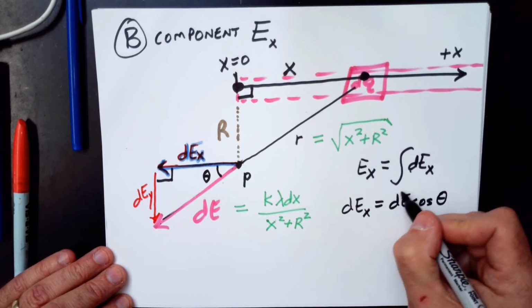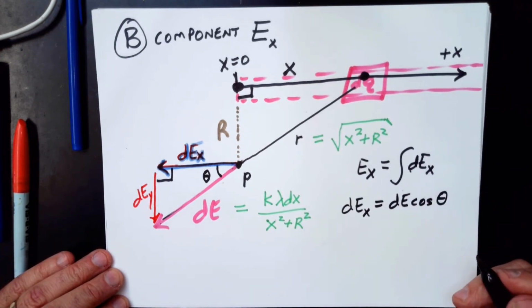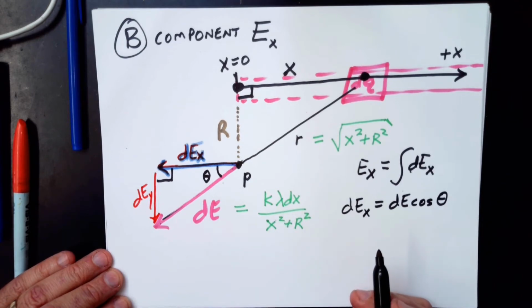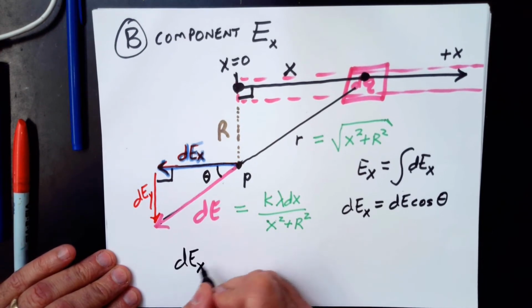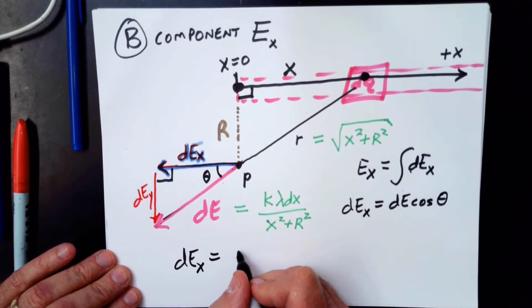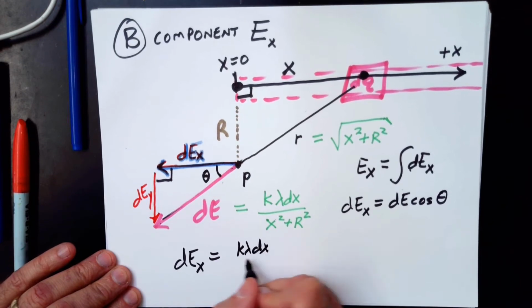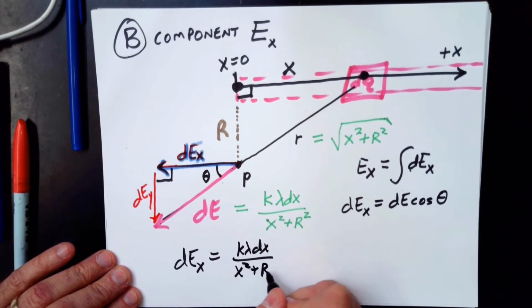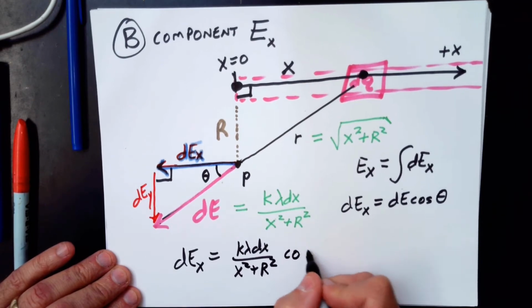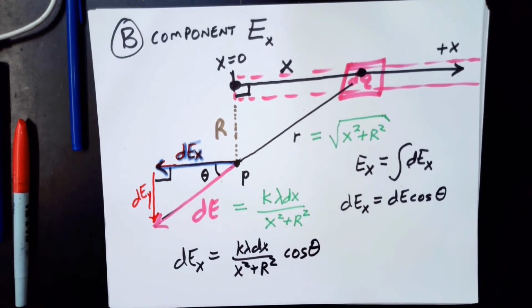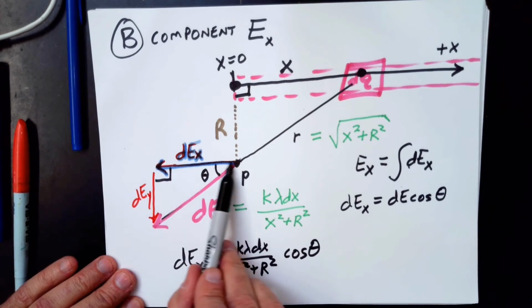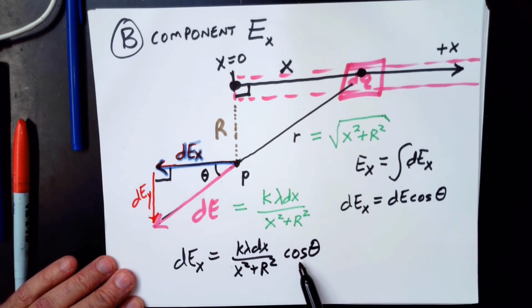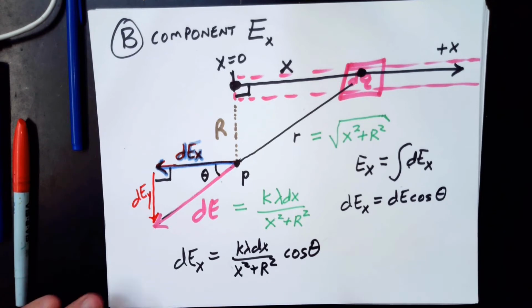We can replace this, take this here and put it in for that there. We can put this in for dE, and it's looking better and better. We're going to have an integral. In fact, let's do that. So dEx equals the dE, k lambda dx over x squared plus capital R squared, and then cosine theta. Okay, this should, I hope, make sense, especially if you review the video. This here is the hypotenuse, dE. We arrived at that before, but we only want this side of it, the adjacent side, so we multiply it by cosine theta.